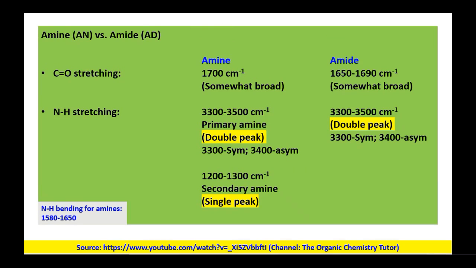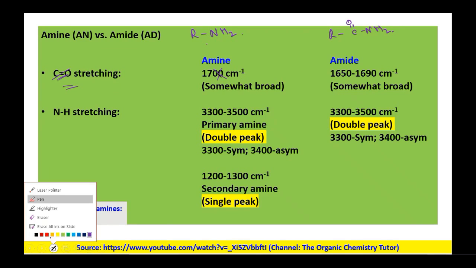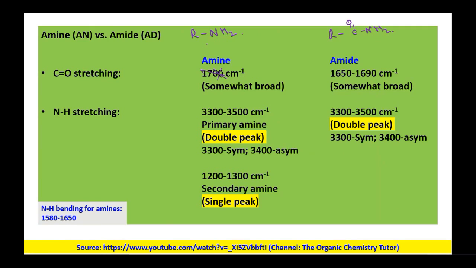Then coming to the amines and amide, how do we find out? We get it in this fashion: RNH2 and herein RC double bond O NH2. So CO stretching, I think I have made some mistake over here. It would not be here. This is not C double bond O. For the amine, the C double bond O would not be present.